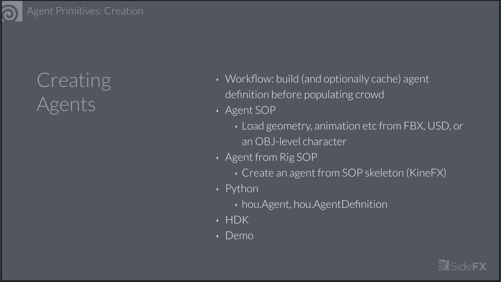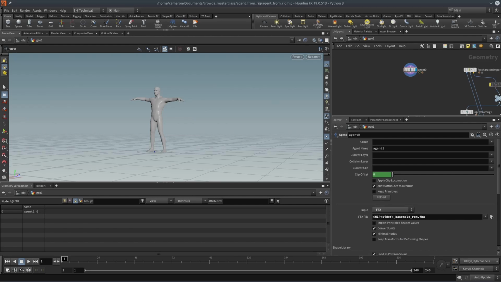So next, we'll take a look at how to go about actually creating agents. There's a few different approaches you can take depending on your workflow, but the two main ones we'll be talking about are the agent SOP and the agent from rig SOP. If you do need to create agents from some custom file format, you can do that through Python with the agent definition class that I just mentioned, or in C++ through the HDK is possible as well. So first we'll look at the agent SOP.